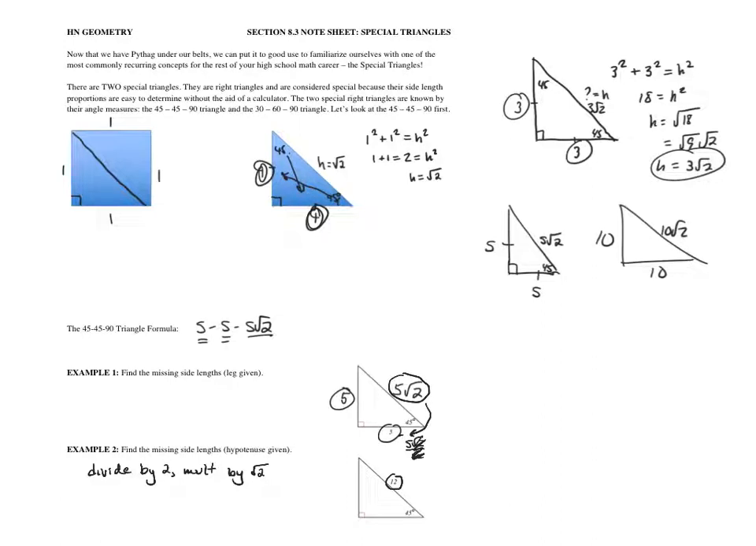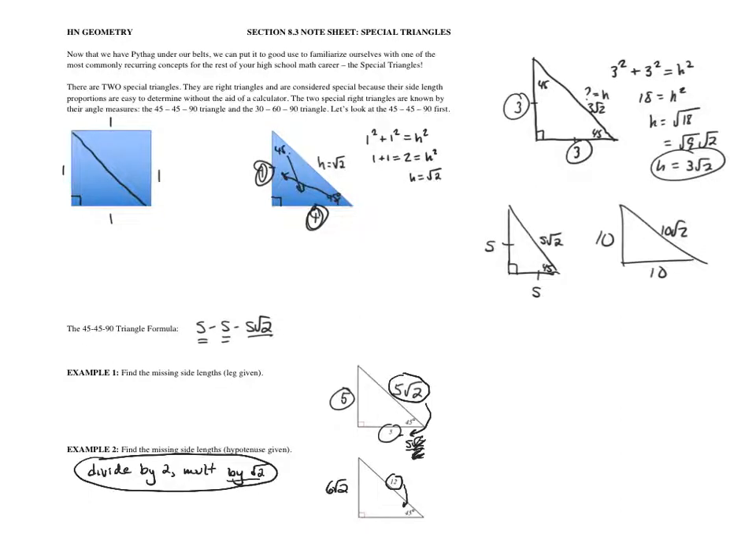We're going to take this 12 and divide it by root 2. But the quicker way to do it, to ensure that you have a simplified result, is to divide the starting number by 2 and then multiply by root 2. So this leg over here will be 12 divided by 2, which is 6, and then we multiply it by root 2. So the two legs are going to be 6 root 2.